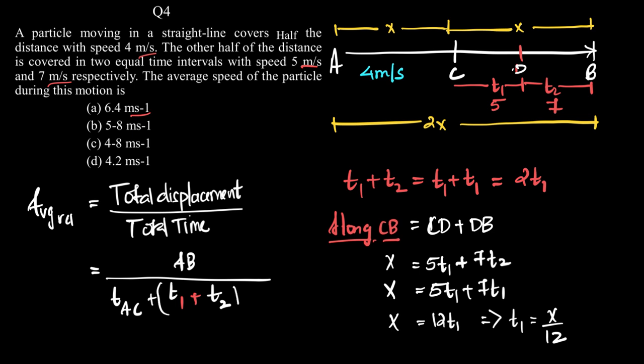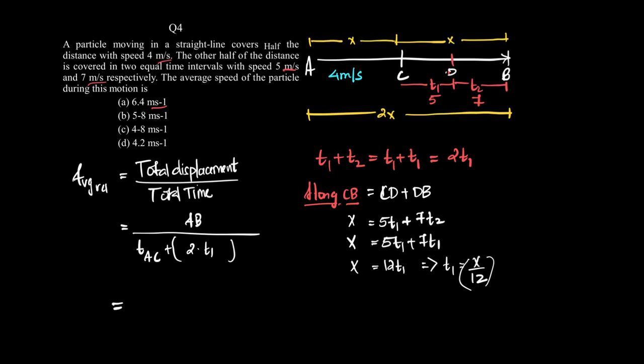So we can also write T1 plus T2 as 2 T1, which can now be replaced as 2 times x by 12. So going further, we can write this as AB is 2x, the whole upon, what is the time for AC? AC is the displacement, the velocity is 4 meter per second. The time taken to cover this much would be distance upon velocity, that is x by 4, plus 2 times T1, which is x by 12.